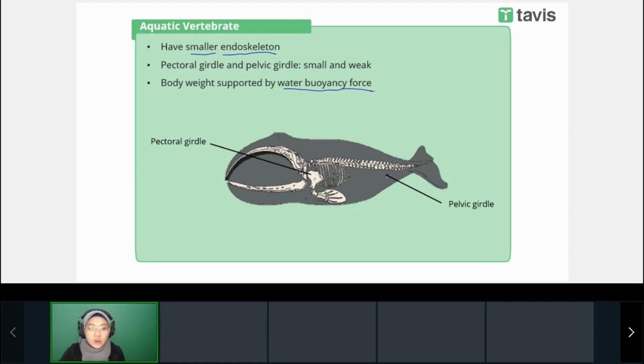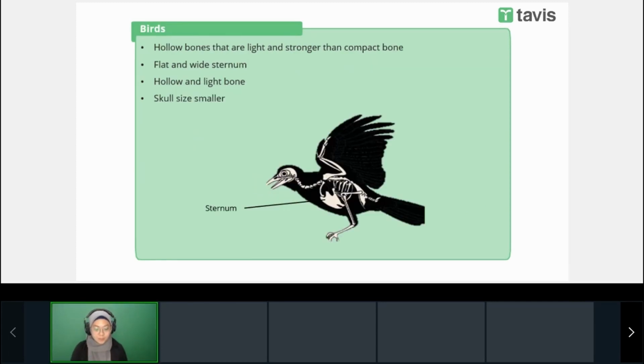They also have the pectoral girdle, but their pectoral girdle is weak and small. For the elephant just now, the bigger the animal, the larger the pectoral girdle and the pelvic girdle. But for aquatic vertebrates such as the whale, it has a small and weak pectoral girdle and pelvic girdle. Remember those facts.